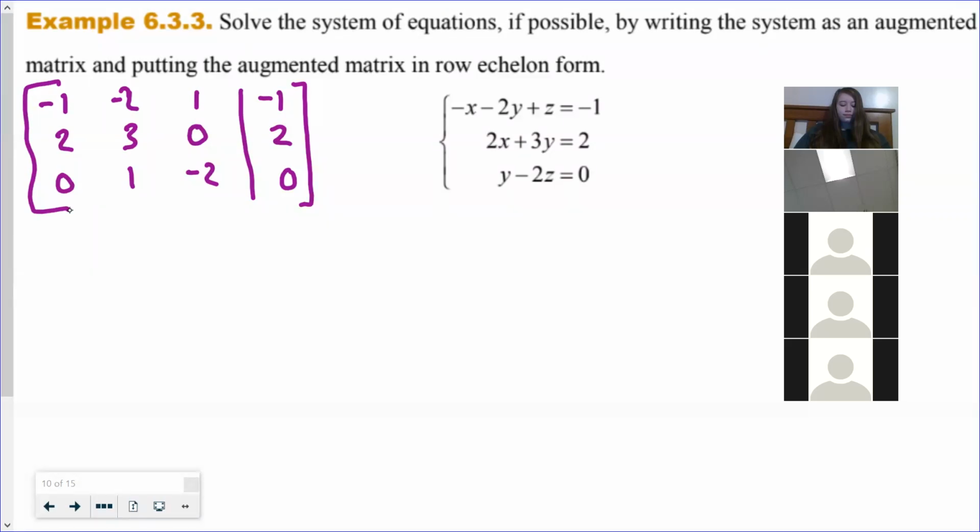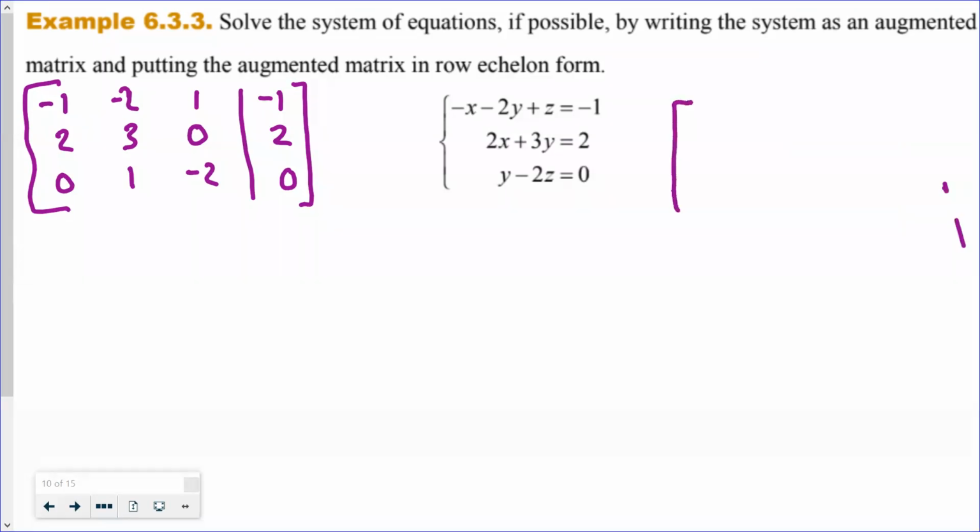Our goal on this one is we want this to look like row echelon form, which means I'm going to have ones on the diagonal like this with zeros underneath them. Now, we don't care what's going on here, that's okay. That's going to help us figure out our solution, but we need to make those become 1s, 0s, and 1s. So my first question for you is, what's a good first step? What would you like to get done? What would you do first here?